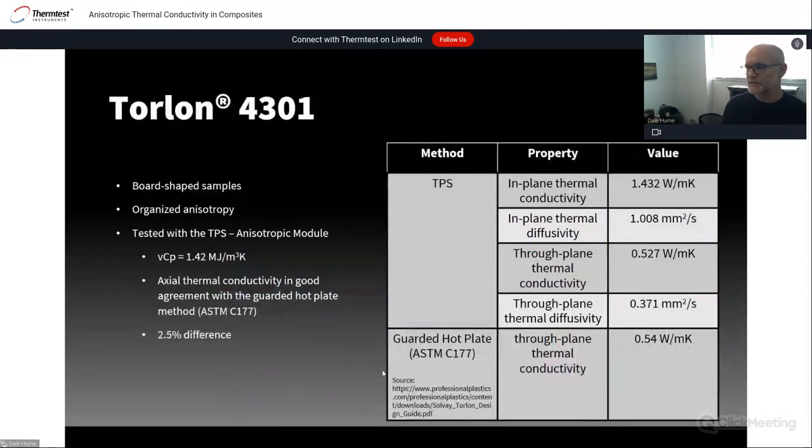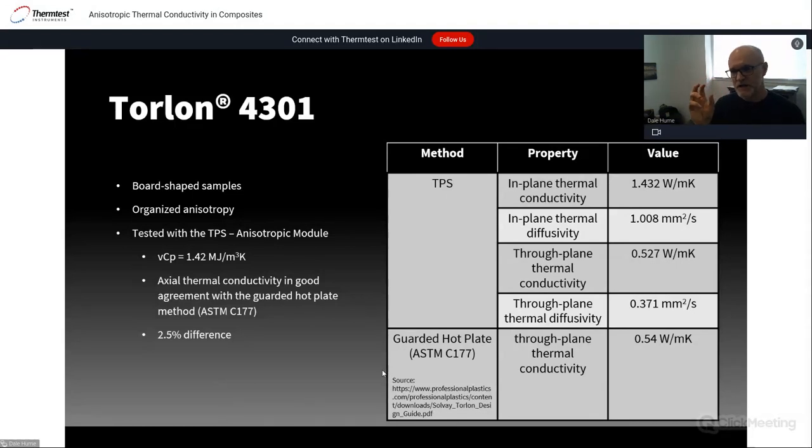So we made some quick measurements to demonstrate the accuracy of the sensor. We took Torlon, which is a polyamide material used in friction applications. It is extruded, so that creates anisotropy because of the direction of extrusion. So you have a higher conductivity in plane than through thickness. We compared it with the manufacturer's results, which is Solvay.